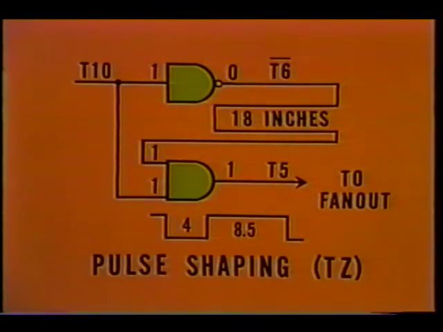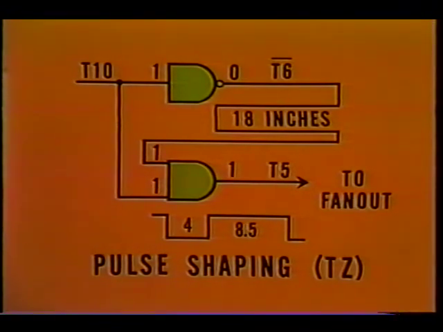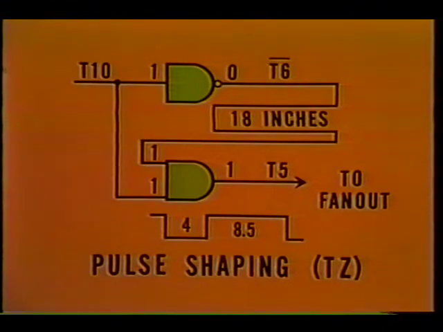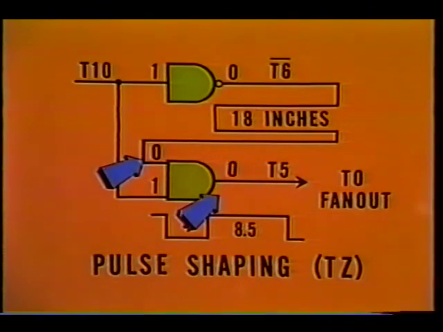The output wave shape of the pulse shaping circuit, T5, is also a function of circuit delay. When T10 goes to a 1, T5 immediately goes to a 1. It will remain a 1 for 4 nanoseconds, or until the zero output of not T6 passes through the 18 inches of foil and the T5 gate. The resultant wave shape is as shown. It is now sent to the fan-out circuitry.